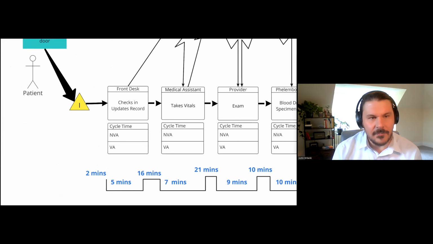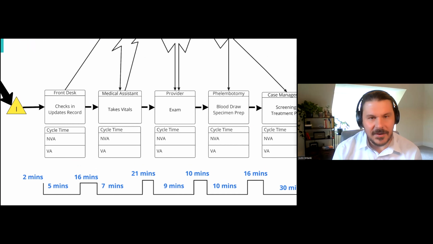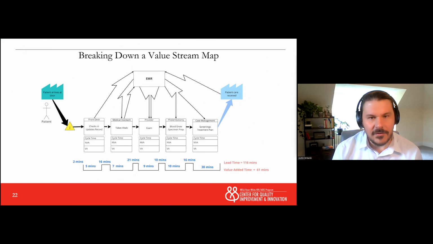And down here at the bottom, we've taken how long it takes to do each one of these things. So if I'm at the front desk for 5 minutes, and then I'm waiting for 16 minutes, and then I'm taking my vitals, and I have some other non-value added times happening with each of these steps, all we're doing is adding this total time together, and that's going to give us the lead time. And then on the bottom here, we have the value added time, which is 61 minutes.